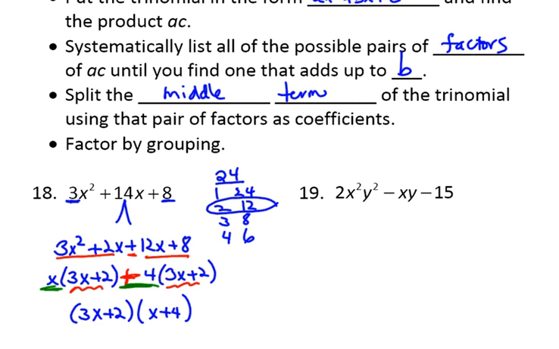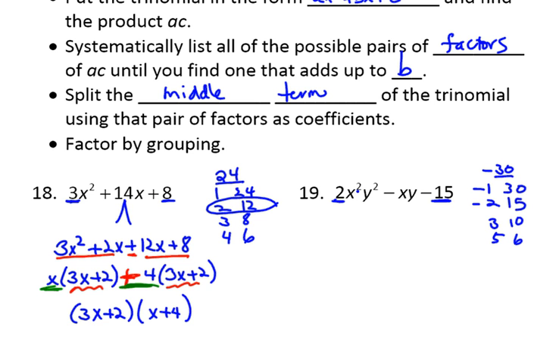19, it looks a little different than our x squared and our x, but we can still treat it the same way. You notice that the x squared is in descending order. I have a 2, a 1, and none. So I'm going to use the AC method here as well. I'm going to multiply my a times my c and get negative 30, and I'm going to list the different factors, 1 and 30, 2 and 15, 3 and 10, 5 and 6.